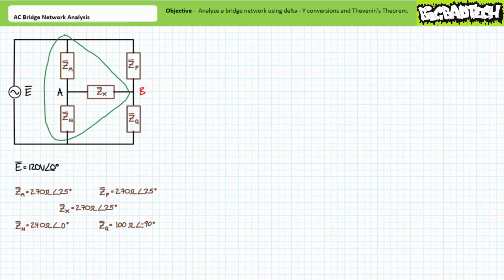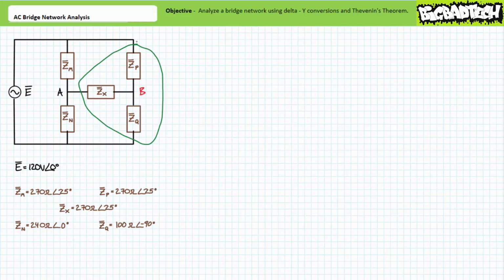First, one can convert the Y configuration of Zm, Zx, and Zn into a delta. Secondly, one can just as easily convert the Y configuration of Zp, Zq, and Zx into a delta. While easily within our reach, these Y to delta conversions wouldn't result in a simpler circuit. As such, let's consider other possibilities.